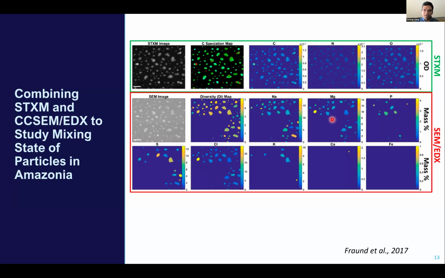That's a real advancement in the field, and it will help us quantify the mixing state of particles, because atmospheric particles often are multi-component, and it was really important to quantify the mixing state using these two approaches.